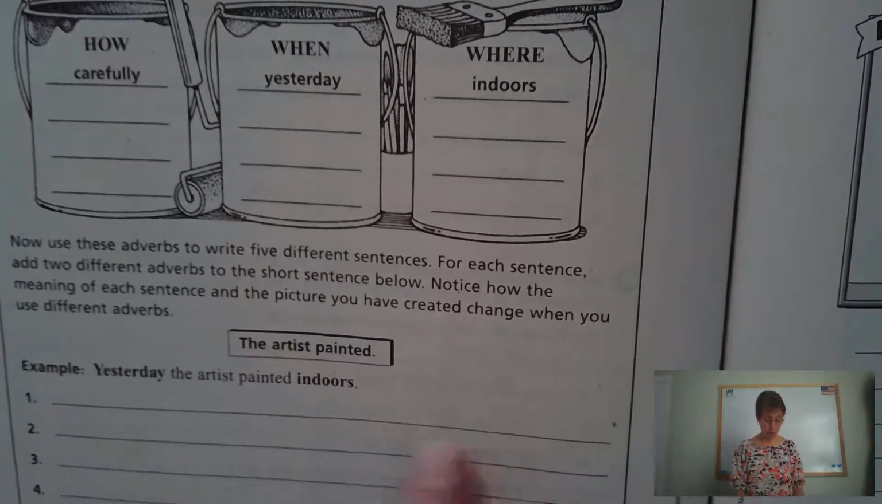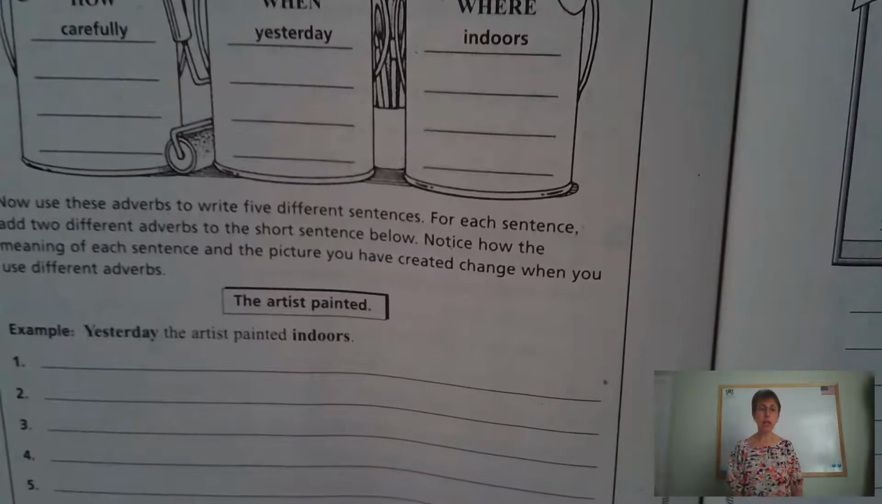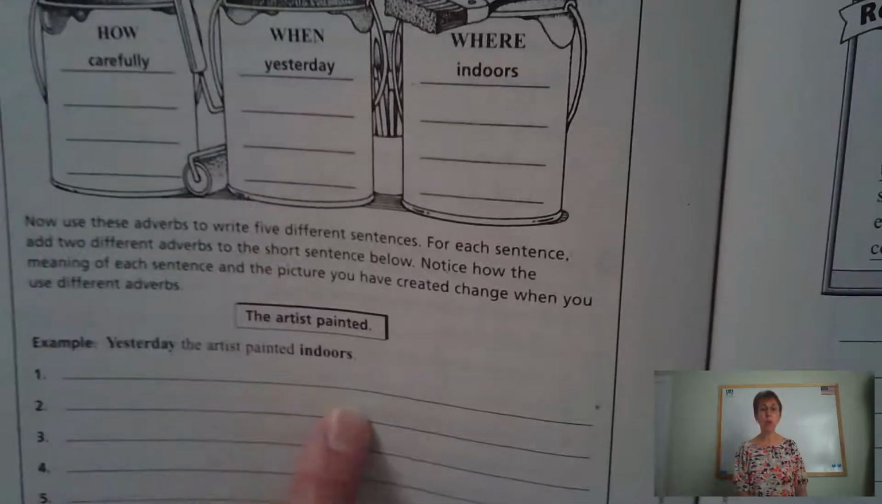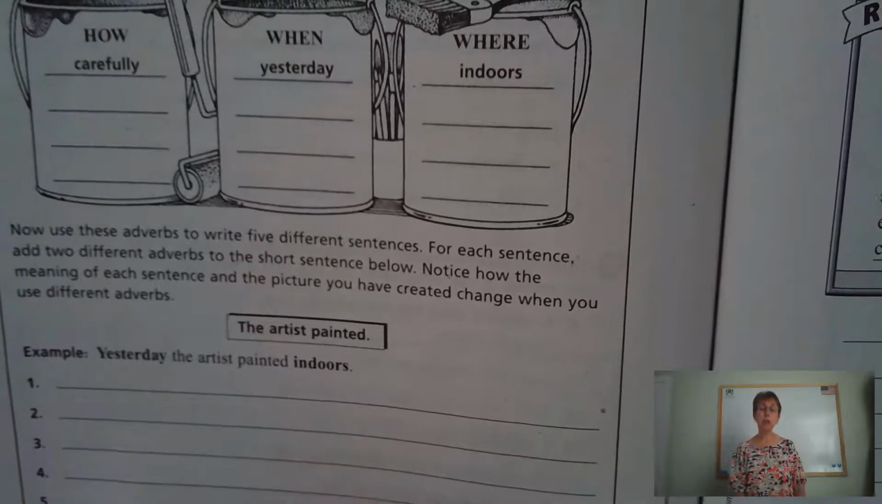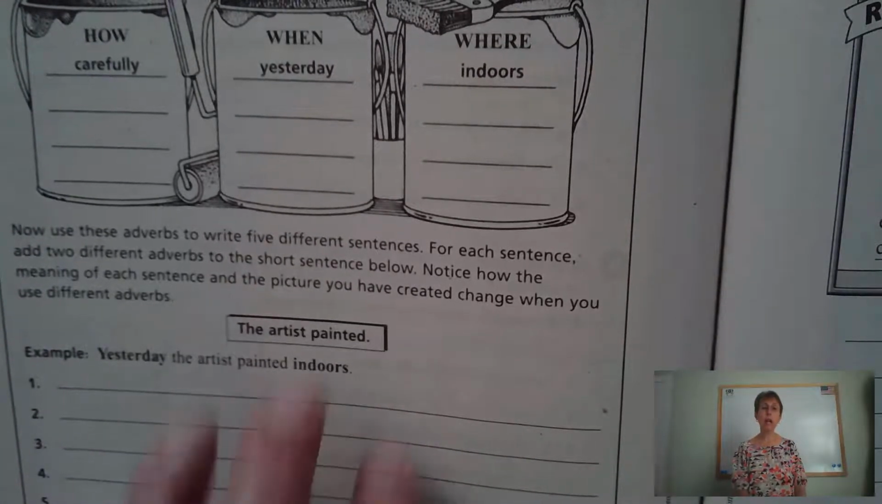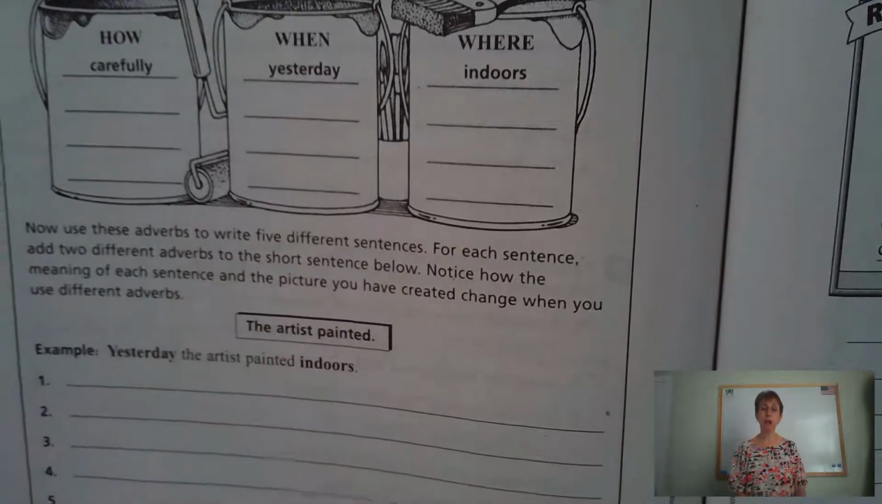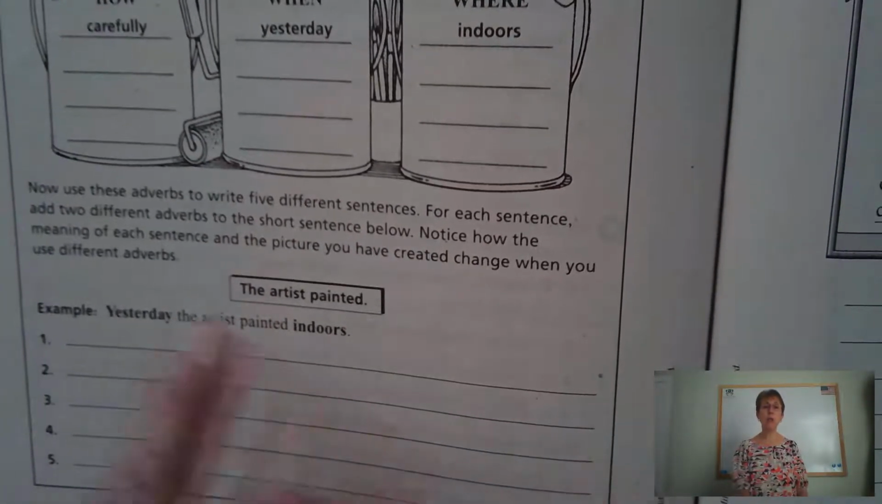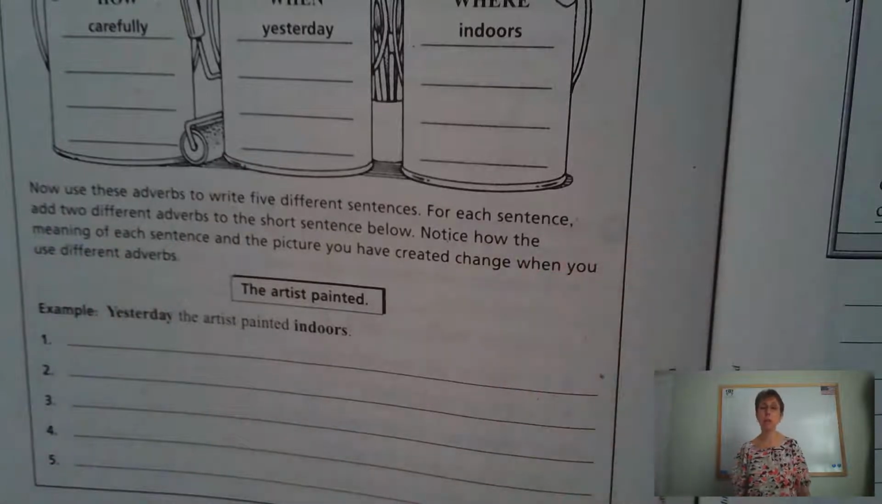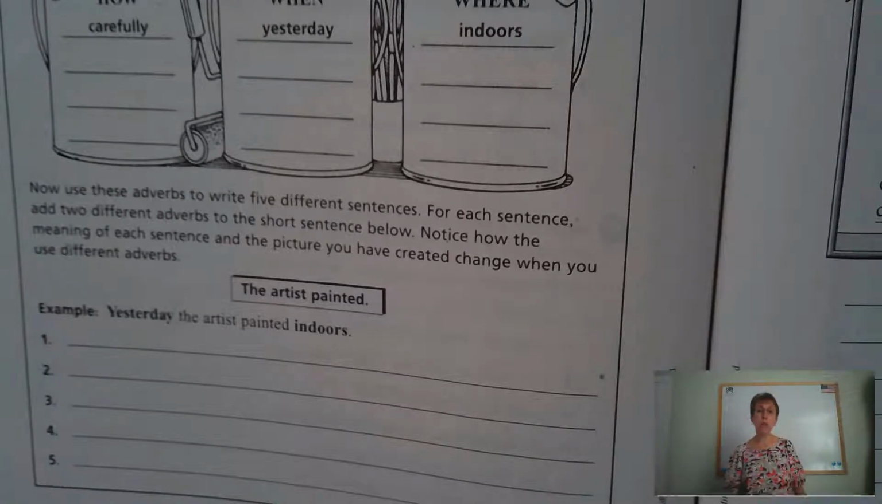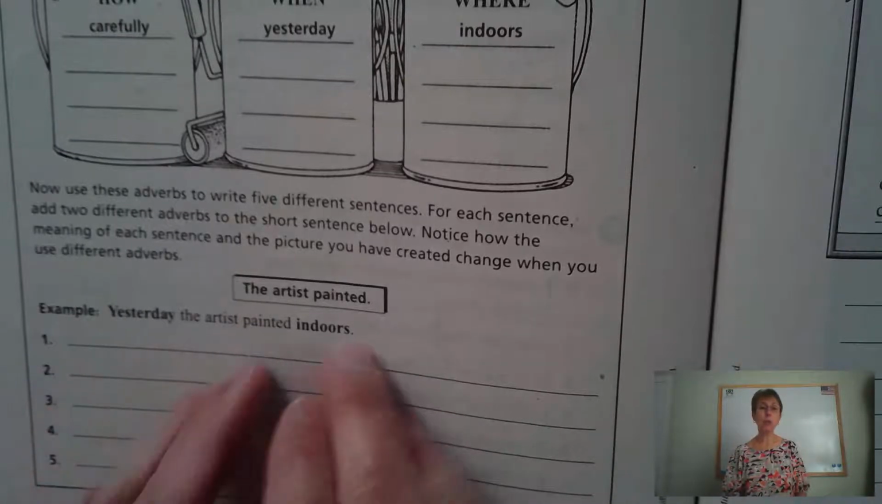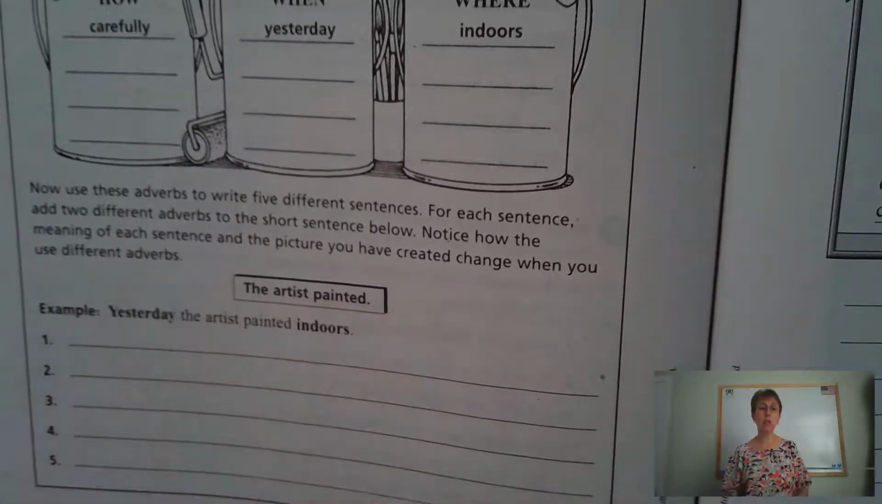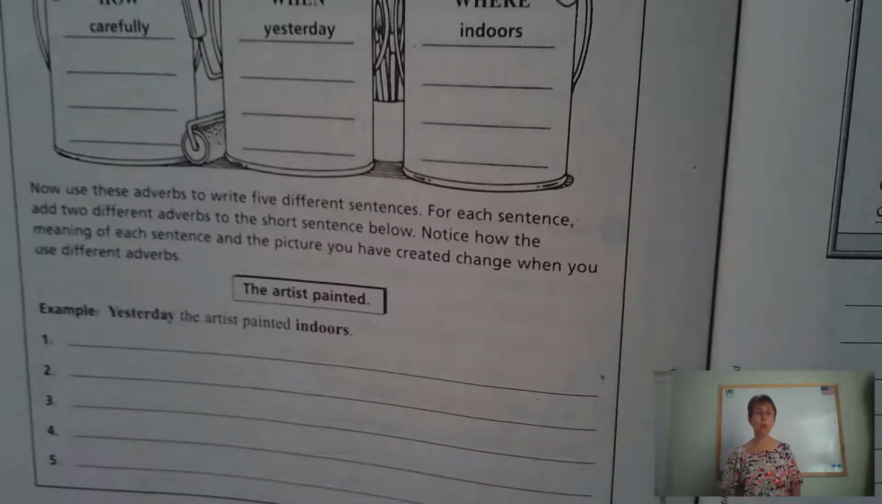Okay, so you have to write 5 sentences. Each sentence is going to include the words the artist painted. But in addition to that base sentence, you're going to add 2 of the adverbs that you've added on top. Please make sure that after you have added those 9 adverbs up there, when you're writing your sentences, you want to make sure that you vary how your sentences are worded, because again, we're using the same base in every sentence, the artist painted. So we want to vary those sentences. Okay? All right.